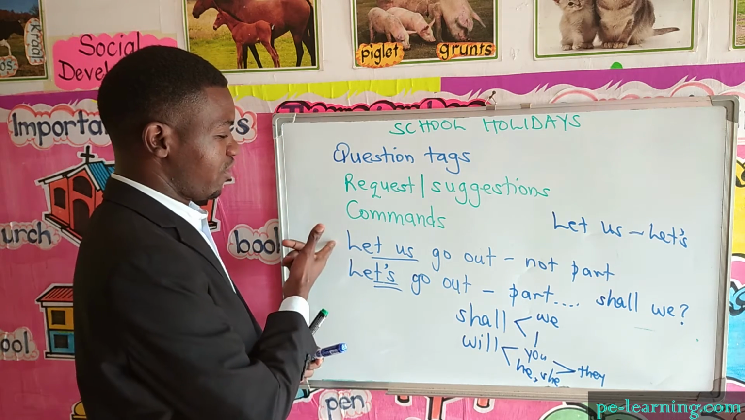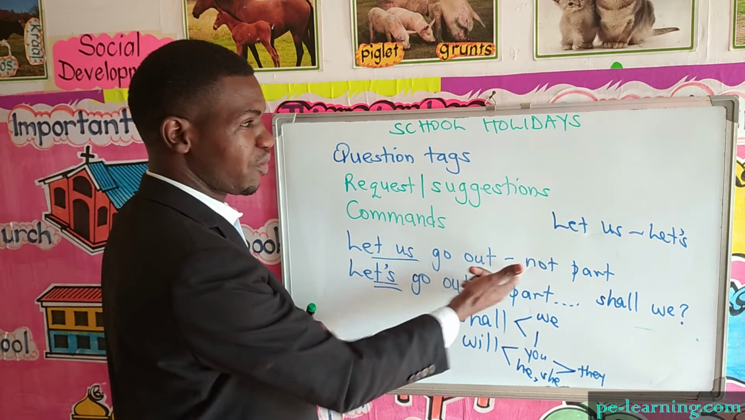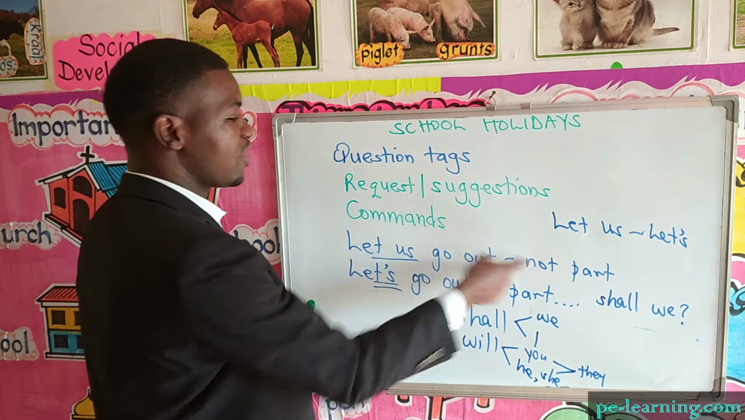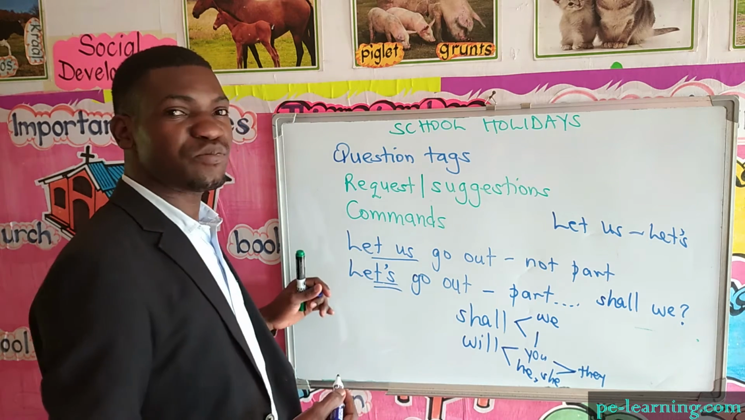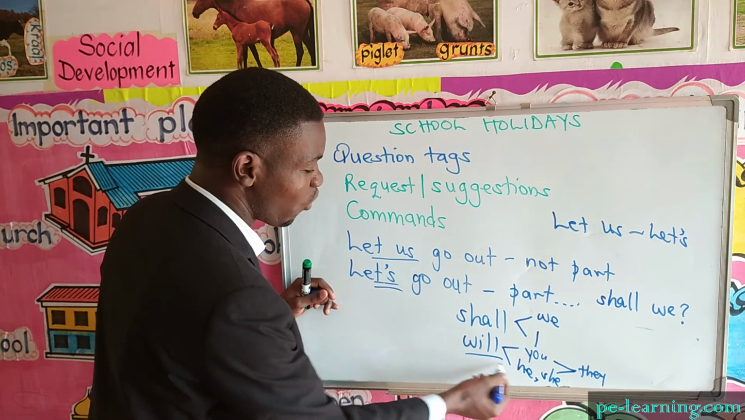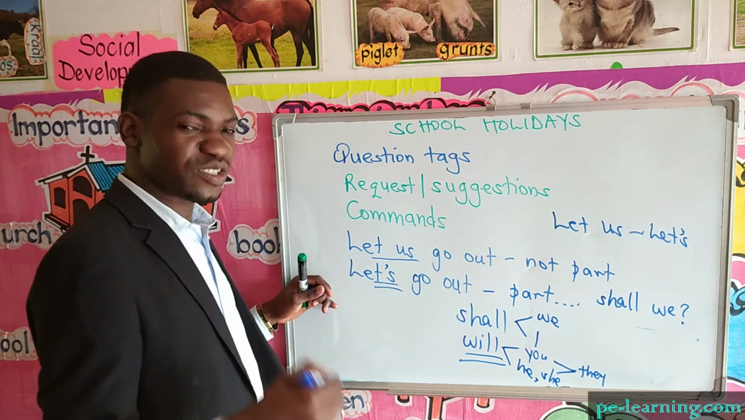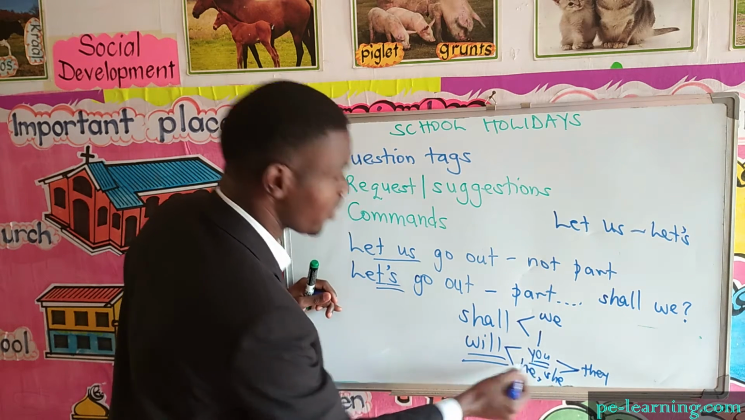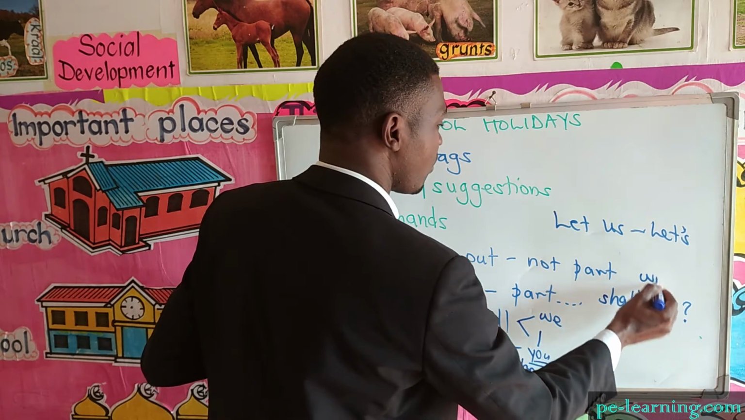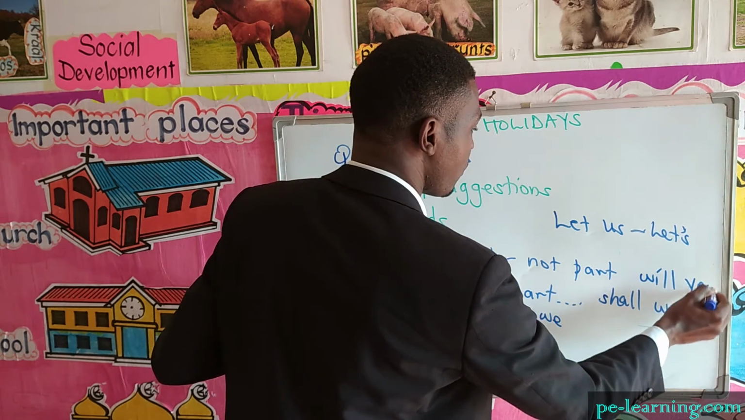Now, we go to the other one. Let us go out. What's the difference? The speaker is not part. So the speaker will have to bring in a question tag under the will. And remember, the speaker is talking to the second person. The second person is you. Here the question tag will be, will you?